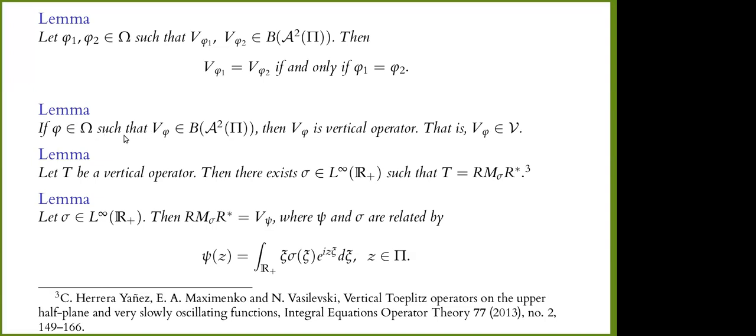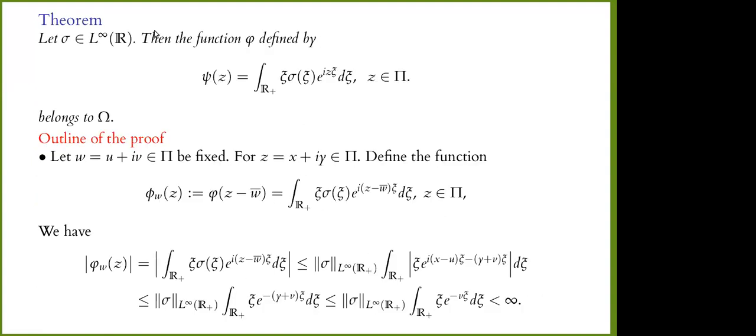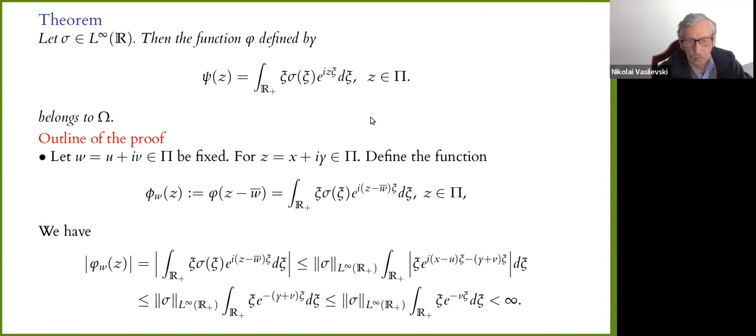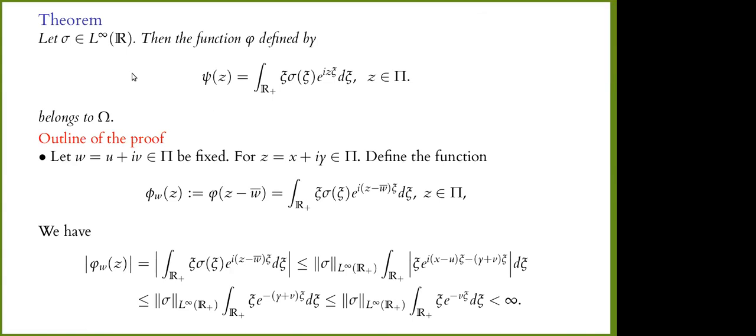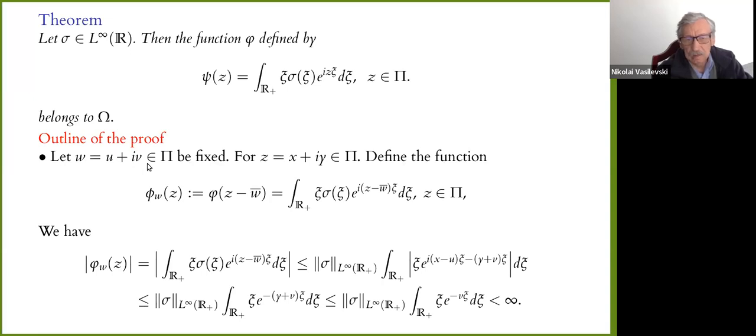So lemma 2 says that the collection of all V phi is a subset of vertical operators, and lemma 4 says that every vertical operator is of the form V phi for some phi coming from omega. So combining these two inclusions, we get that all the vertical operators are of the form V phi. And lemma 1 gives that the representation of phi is unique. So it is enough to show that the symbol psi has the property that it belongs to omega. So basically you characterize all psi that generate vertical operators.